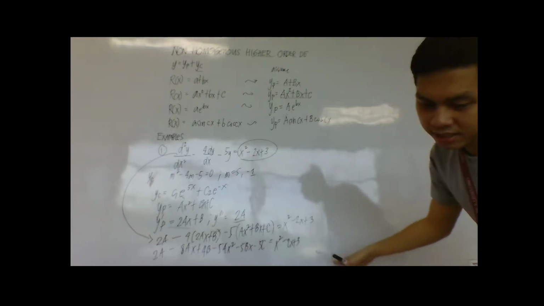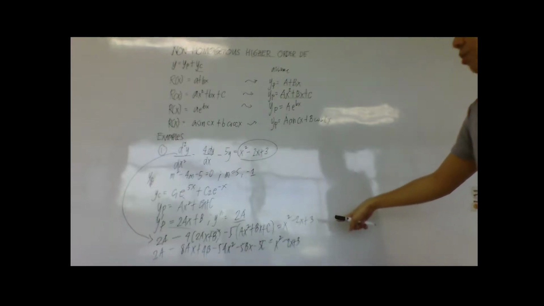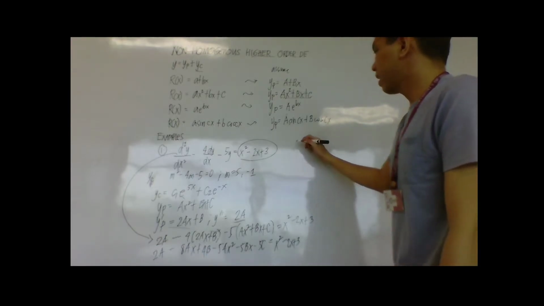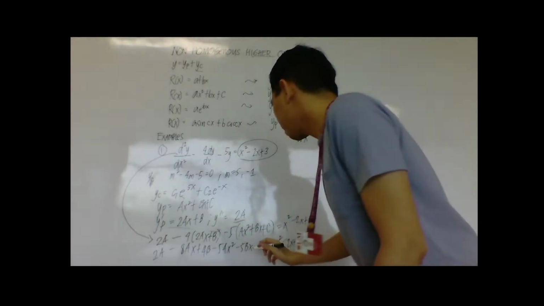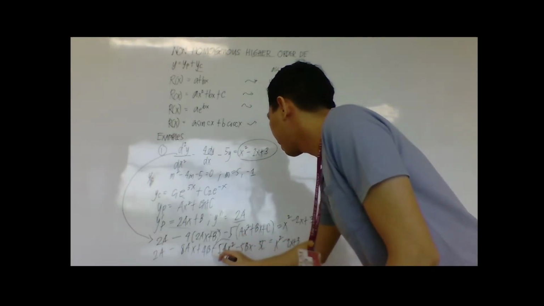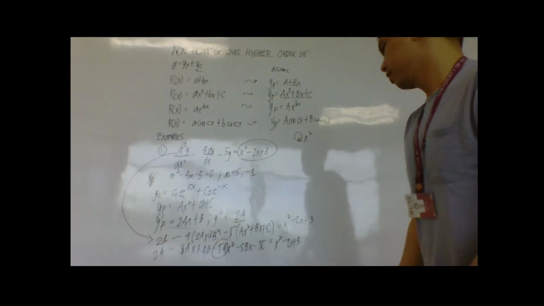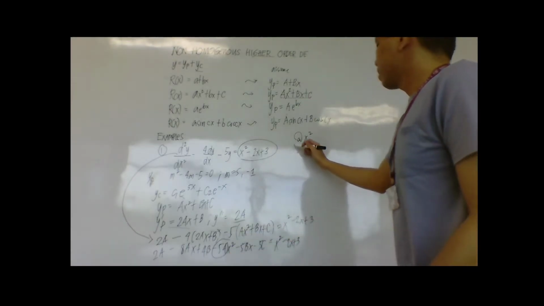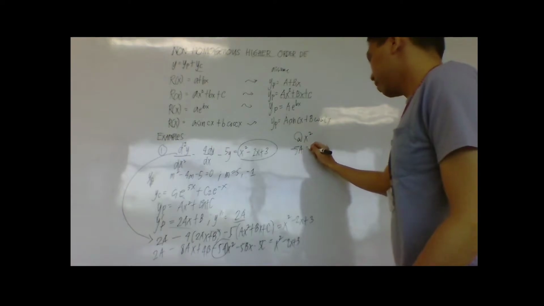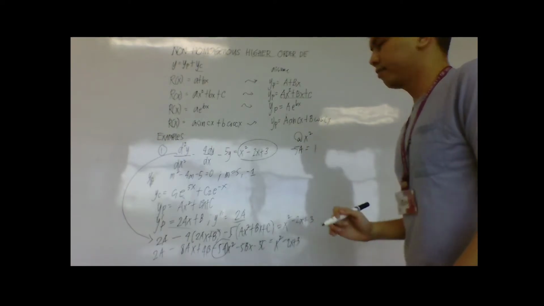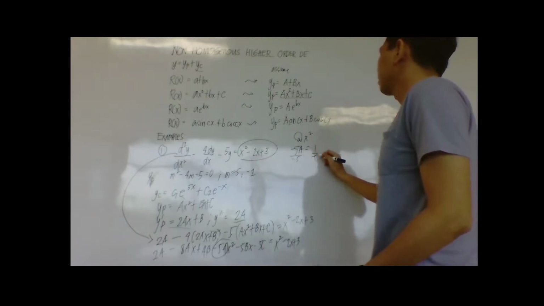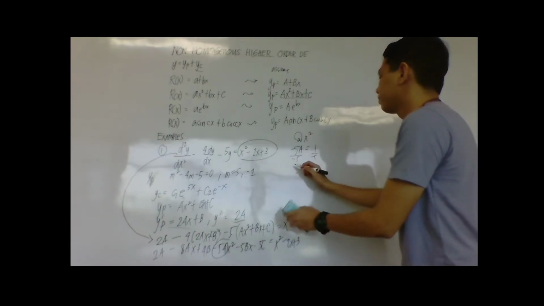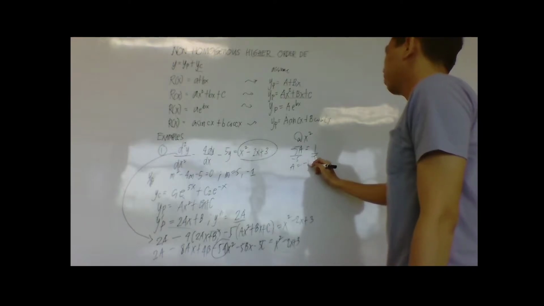At x squared, the coefficient is negative 5a, and that's the only one. So at x squared, negative 5a is equal to 1. Divide both sides by negative 5, so your a will be negative 1/5.